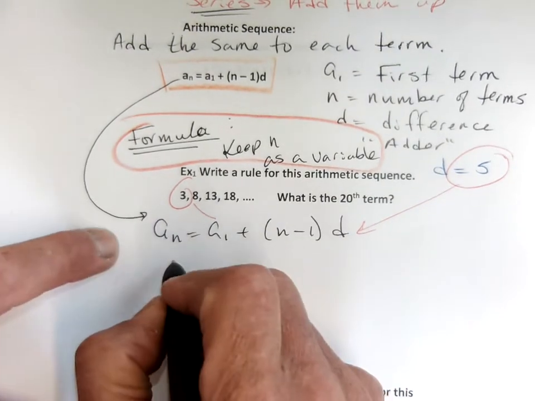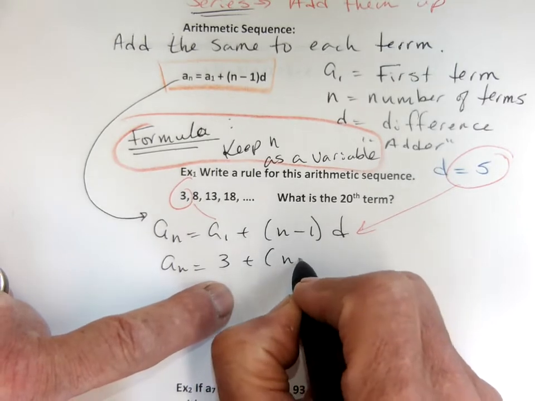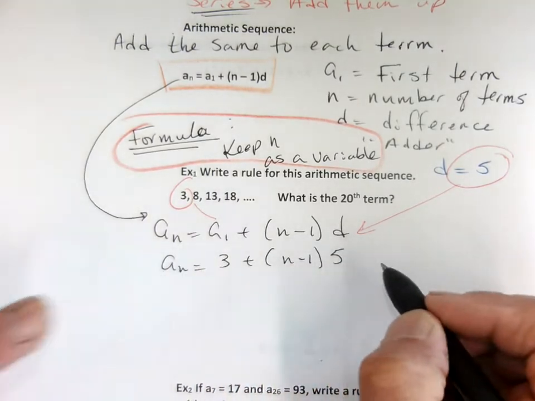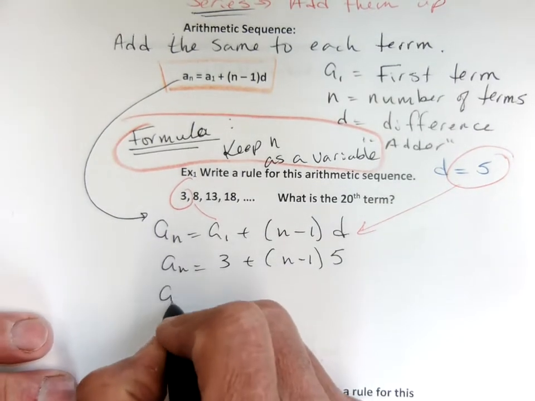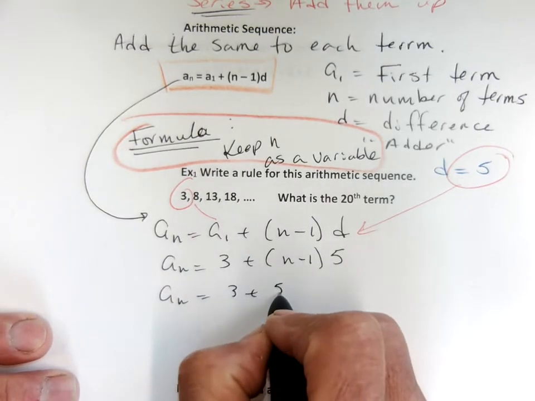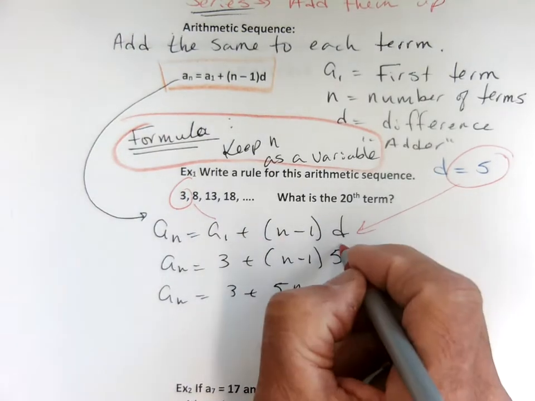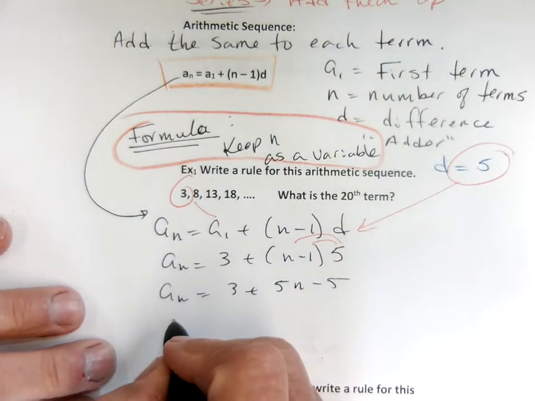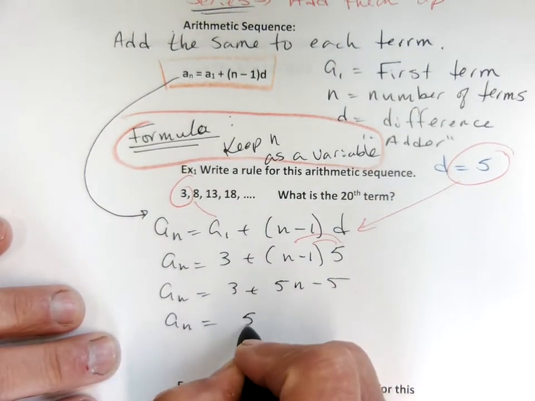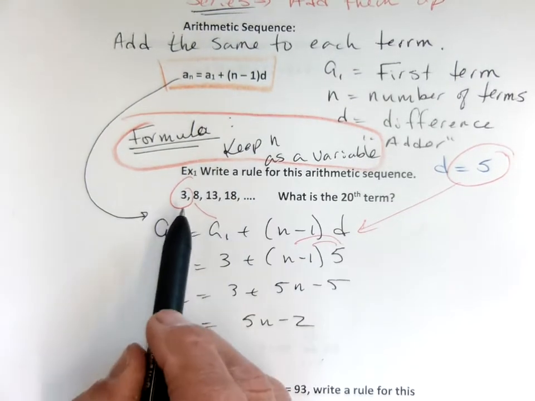Okay, so I'm going to go A of n equals 3, because that's my first term, plus n minus 1 times 5. Now that formula is correct. I might simplify it a little bit. So I'll go A of n equals 3 plus 5n minus 5, because I just distributed, right? And then I might just make it A of n equals 5n minus 2, okay? So there's our formula. That'll work for this sequence.